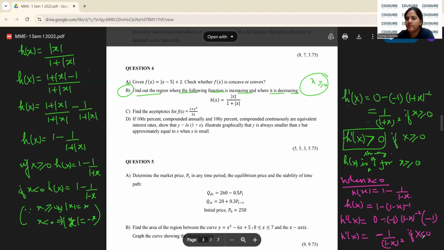So h dash x will be minus minus minus, which is minus 1 upon (1 minus x) whole square if x is less than 0. Again, this is undefined when x equals 1, but it is out of the domain when x is negative. So h dash x is strictly negative when x is less than 0. So h x is strictly decreasing for x less than 0. So the region where the function is increasing is x greater than or equal to 0 and it is decreasing when x is less than 0.